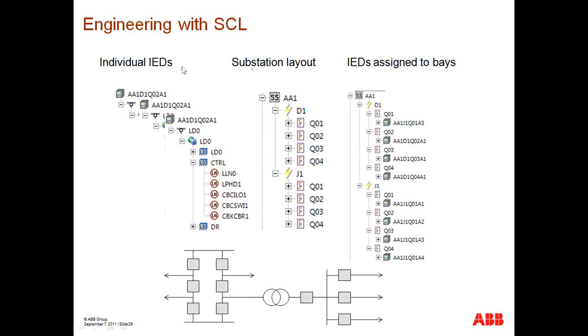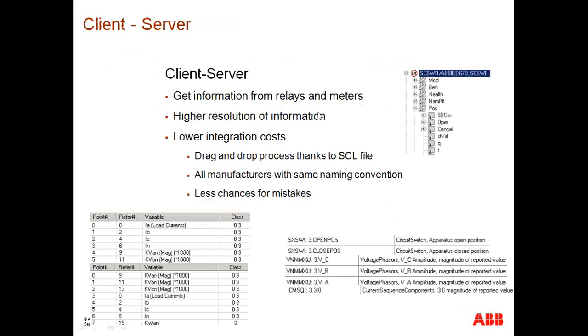So again, our substation configuration description file, or SCD file, includes files for each relay, which in turn have the list of logical nodes available for each relay. It includes a layout of the substation. Here we have 2 voltage levels, D1 and J1. We have 4 bays on each voltage level. And we can also see a visual of how each IED, or each relay, is associated with each particular bay.